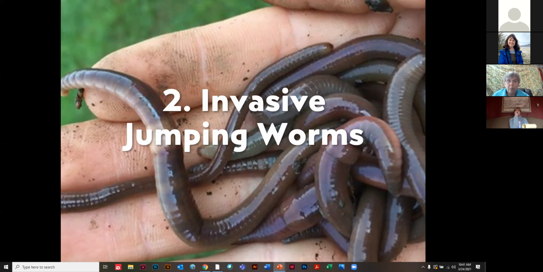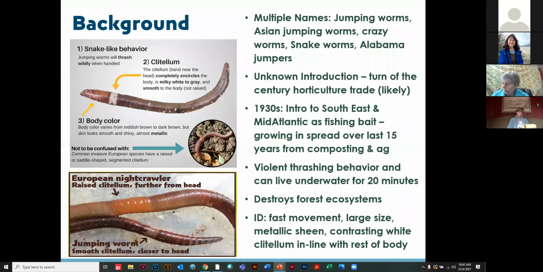This is a really harmful invasive species that has been spreading. It's been in the United States or North America since at least the turn of this last century, and has been spreading in the last 15 years to northern territories, like Minnesota, northern New York, North Dakota, from the south, radiating out of Alabama and the southeast, and that is invasive jumping worms. They come with many different common names to be aware of: crazy worms, snake worms, Alabama jumpers.